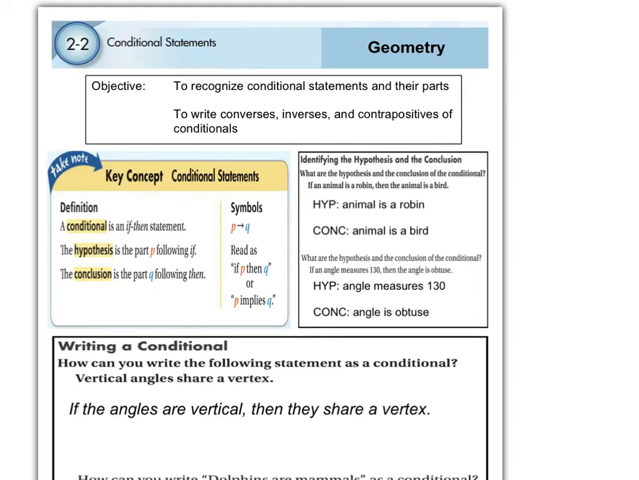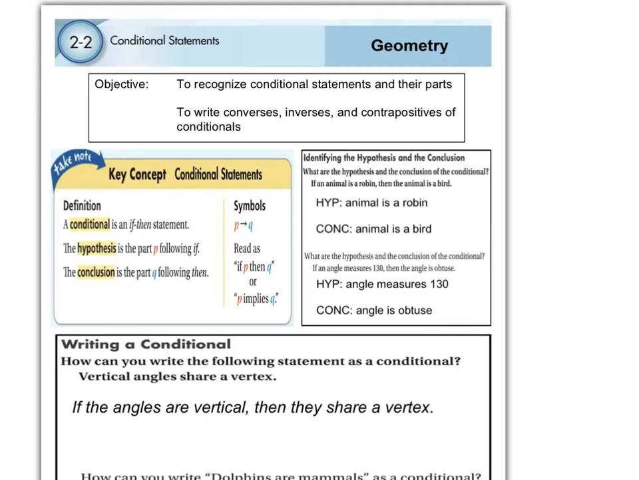This is section 2.2, part 1, the introduction to these two sections. We're going to talk about conditional statements in section 2.2. Our objective here is to recognize conditional statements and their parts, and that's what part 1 is going to deal with. Part 2 will deal with writing converses, inverses, and contrapositives of conditionals. So today we're only going to recognize conditional statements and their parts.